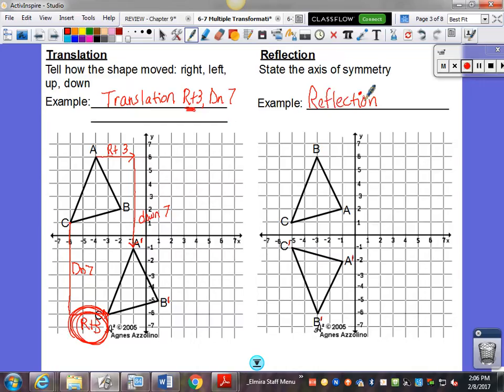Now that we're more experienced, we've done reflections, you have to tell me what it reflected over. What is its axis of symmetry? So the axis of symmetry is that axis that's halfway between the two triangles. Okay, so in this case, it's a reflection over the x-axis. Or a different picture might be over the y-axis, but those are the two things you would be saying there.